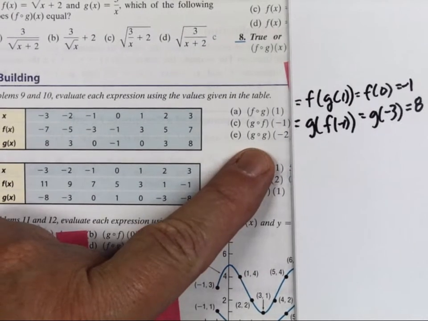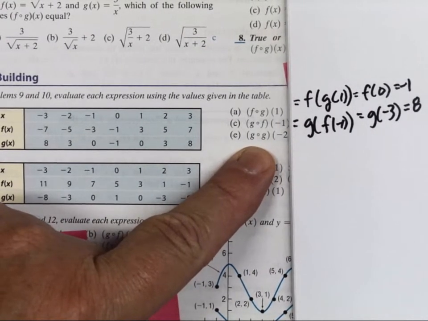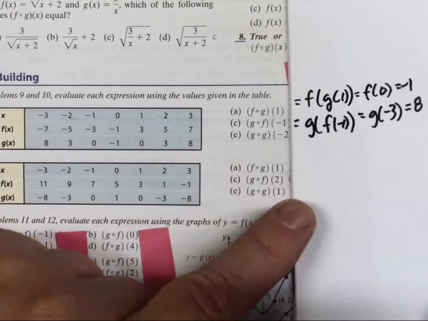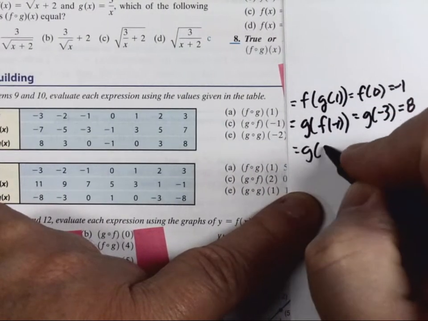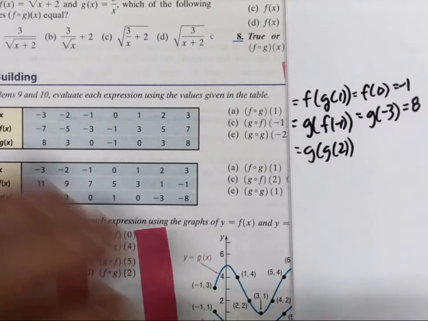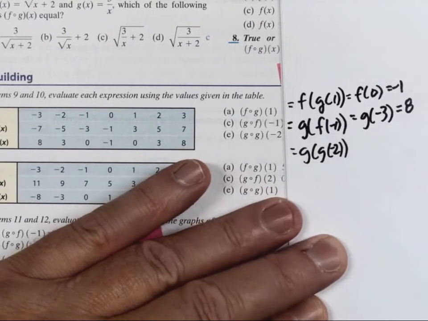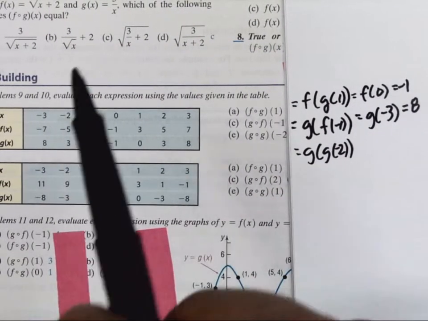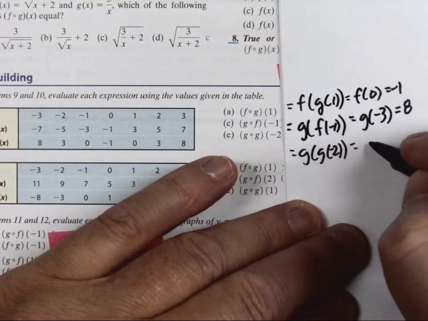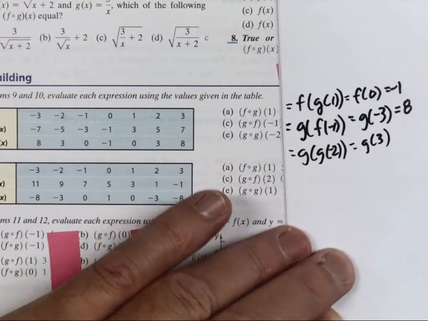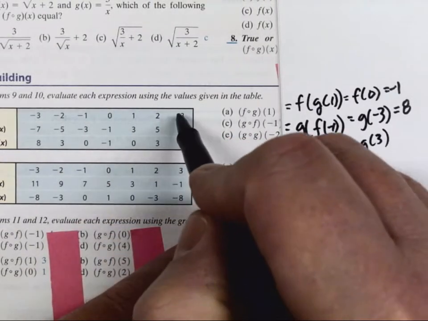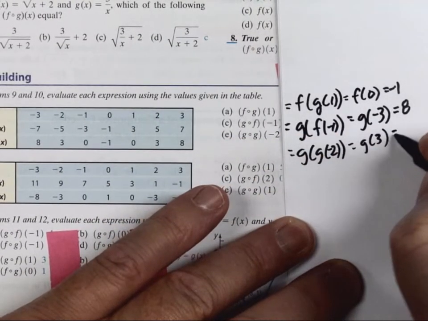Then we'll do this one here. It's interesting. g composite g of negative 2. If I rewrite that, g of g of negative 2. So I say, what is g of negative 2? So I go where x is negative 2 and the g function is 3. So now, g of 3, when x is 3, what's the g function? Looks like 8.